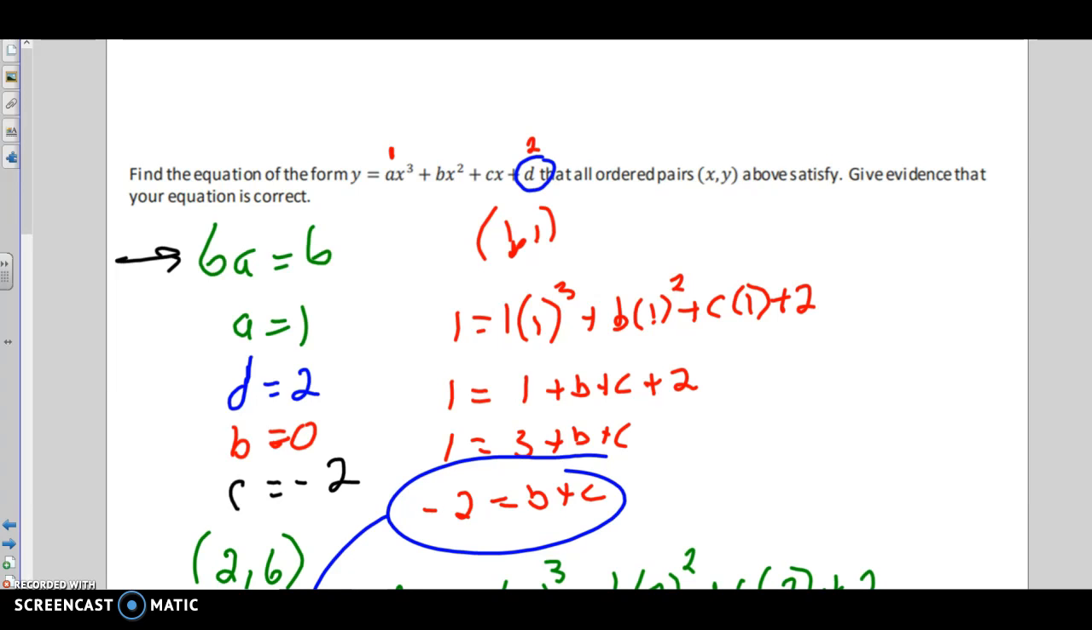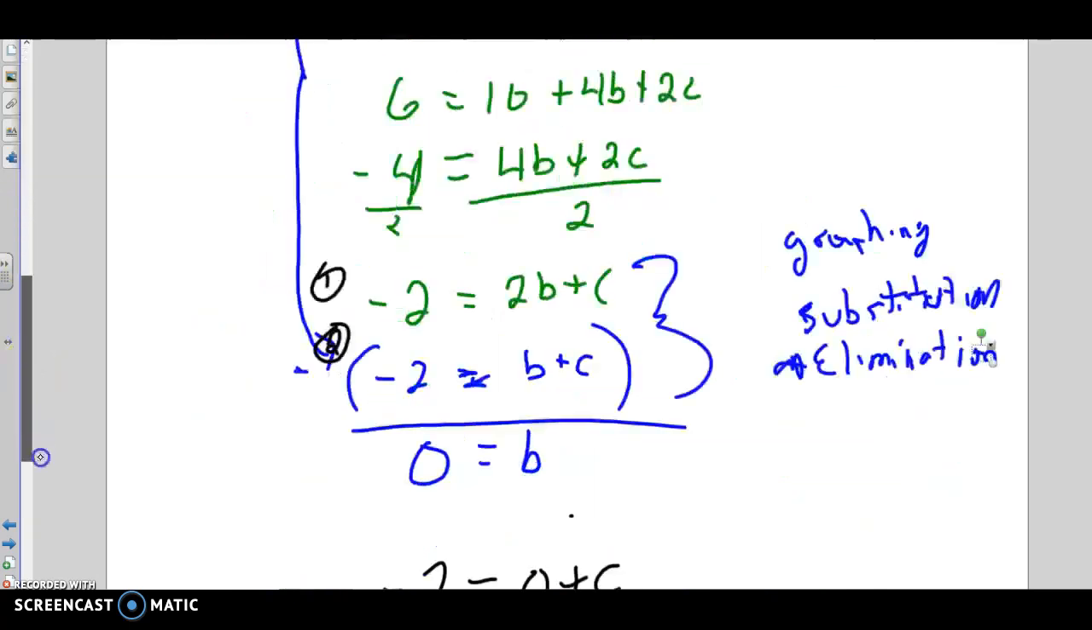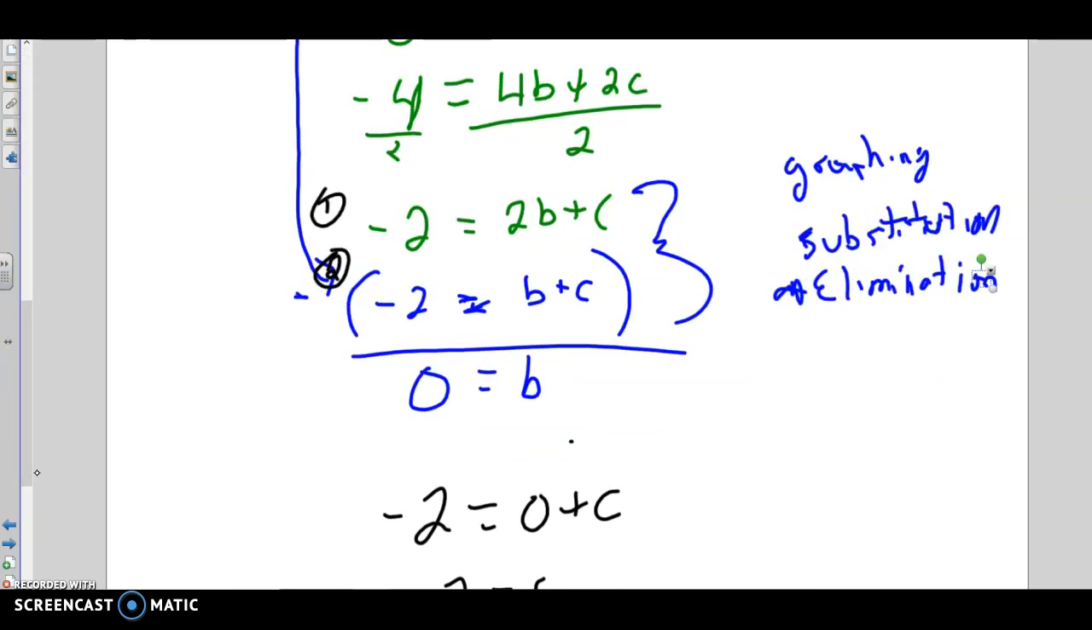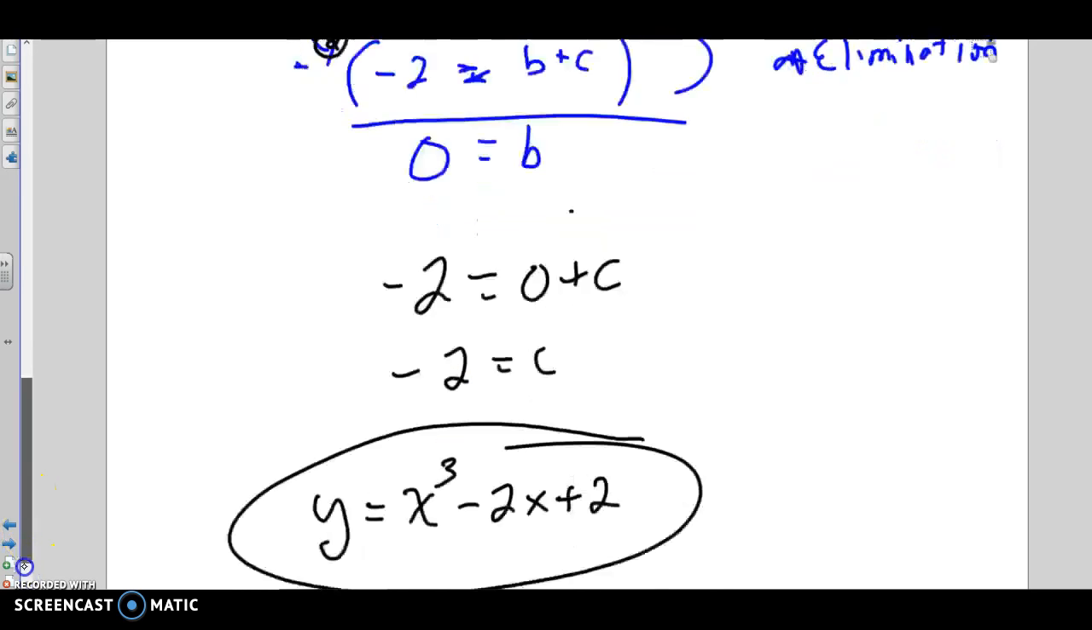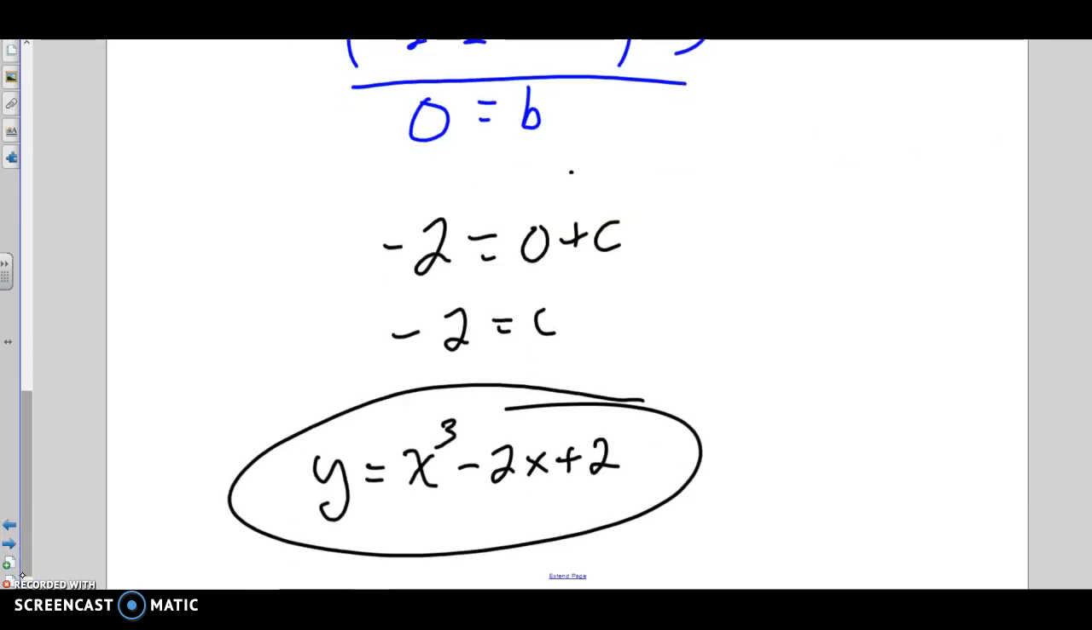And then I chose 2 points. You could have chosen any 2. I just went with the next two, 1, 1, and 2, 6. I put them in for x and y and got equations for b and c. Then I used the systems of equations solving method via elimination to get b's value and c's value. And then I just plugged them back in to the ax cubed plus bx squared plus cx plus d to get my final equation.